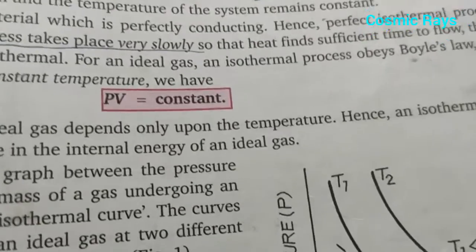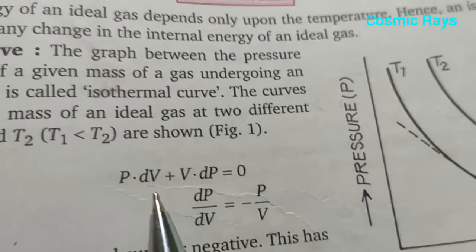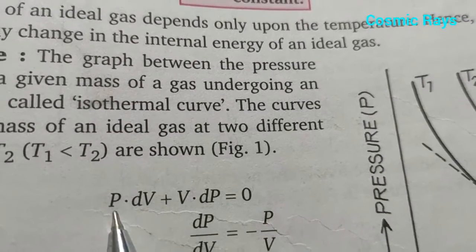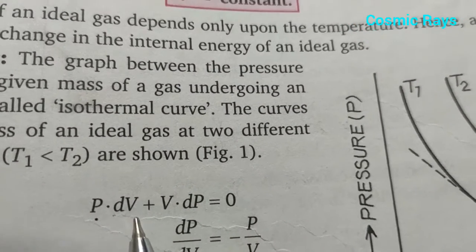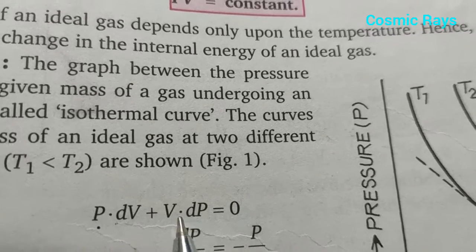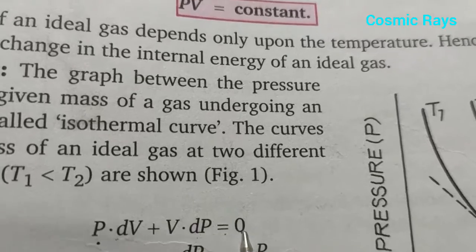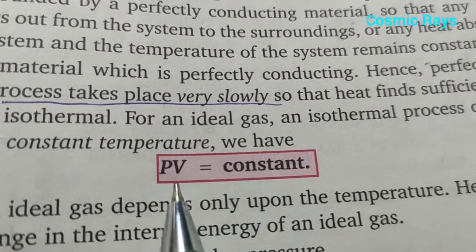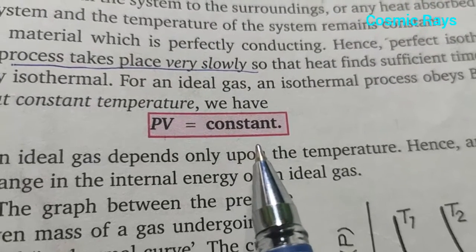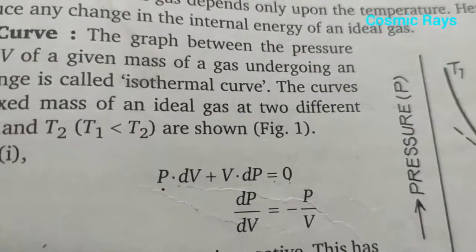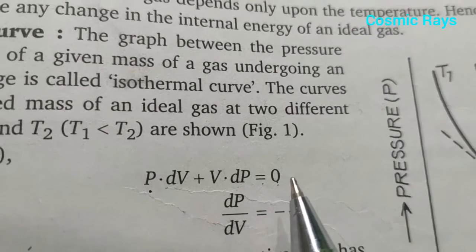So the equation PV equal to constant becomes: we write the first function P times the partial differentiation of the second function, plus the second function times the partial differentiation of the first function, equal to 0. Why 0? Because in the main equation we had PV equal to constant, and please remember a constant can neither be differentiated nor be integrated. So the differentiation of a constant will give us 0.